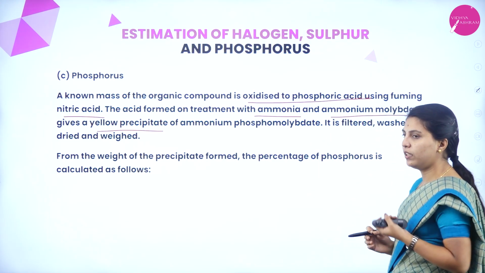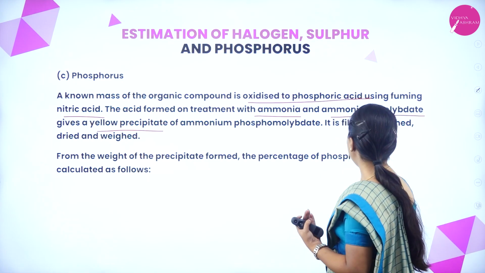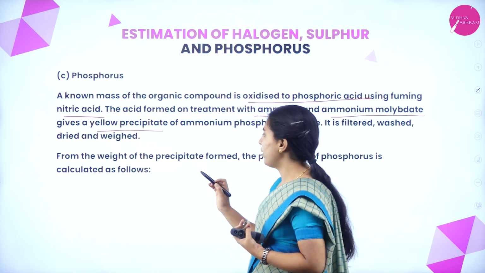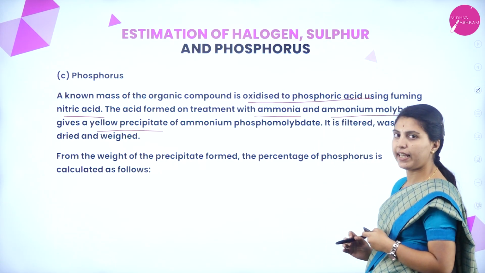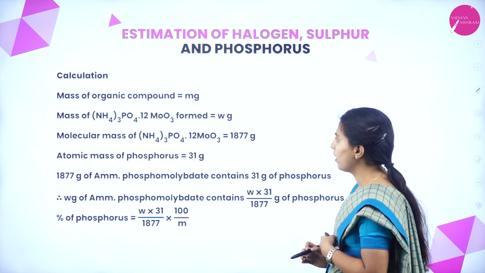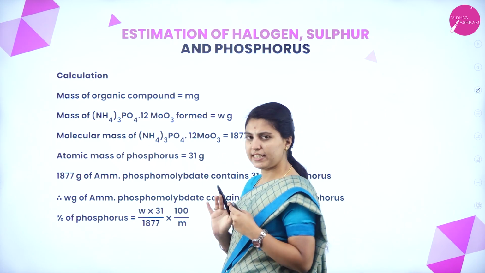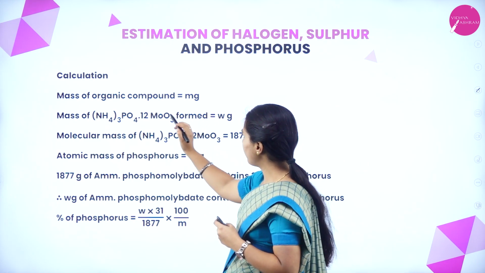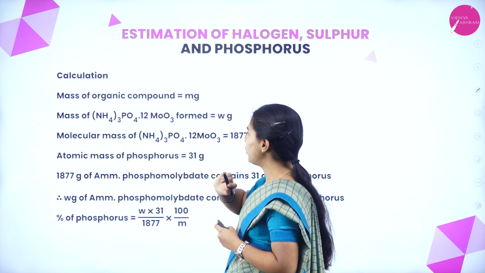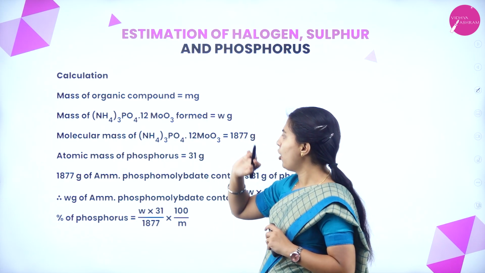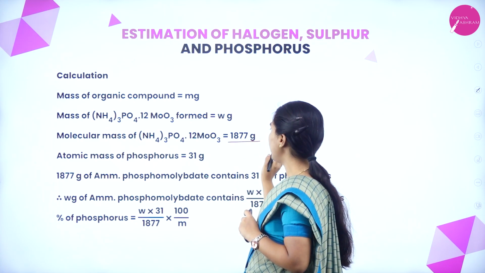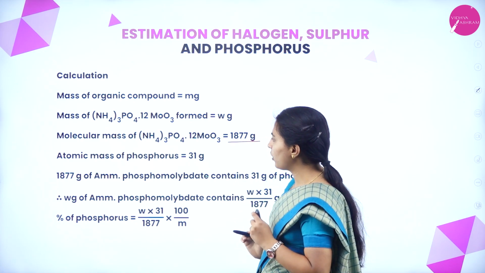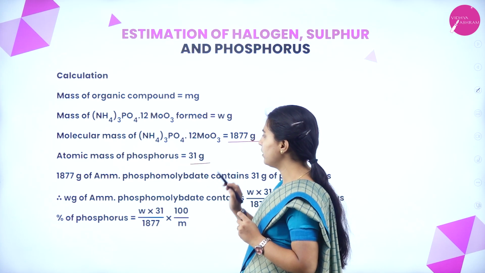It should be filtered, dried, weighed and washed. From the weight of the precipitate formed, the percentage of phosphorus is calculated as follows. See, overall everything is the same in the calculation. First, the mass of organic compound, and the mass of ammonium phosphomolybdate. The molecular mass of ammonium phosphomolybdate is 1877 gram. The atomic mass of phosphorus is 31 gram.